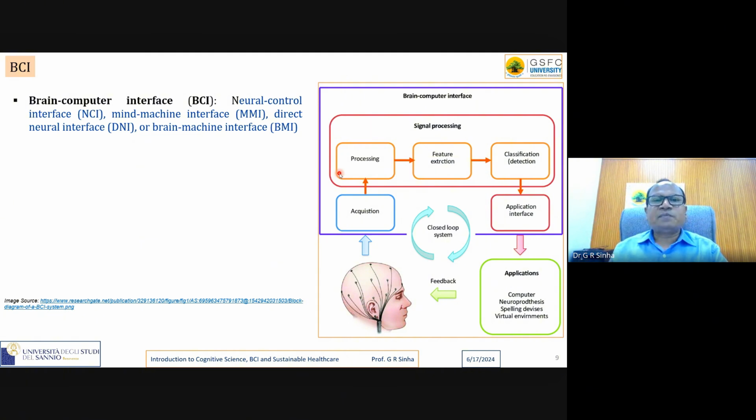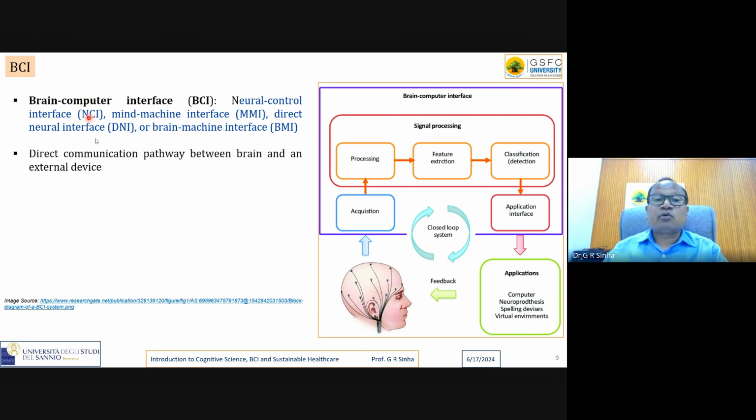All right. So what is BCI? BCI is also called by different names: neuronal control interface, NCI, mind machine interface, because mind is related to the brain and machine is your computer, direct neural interface, or brain machine interface, BMI. All these terminologies are the same as brain computer interface.